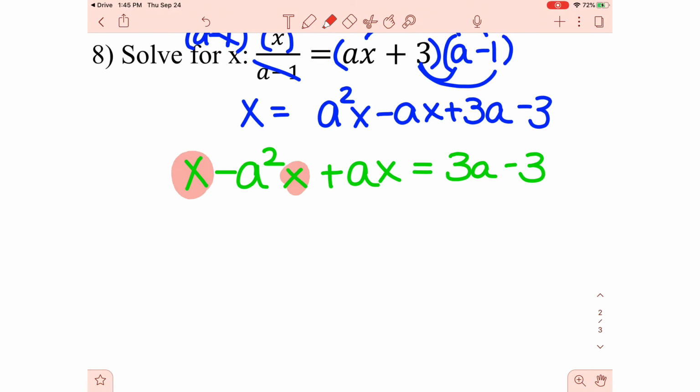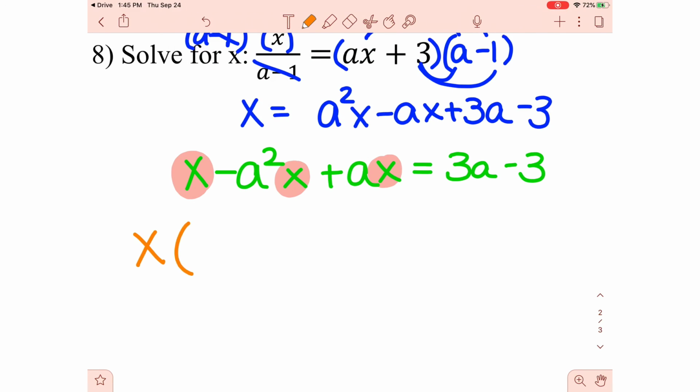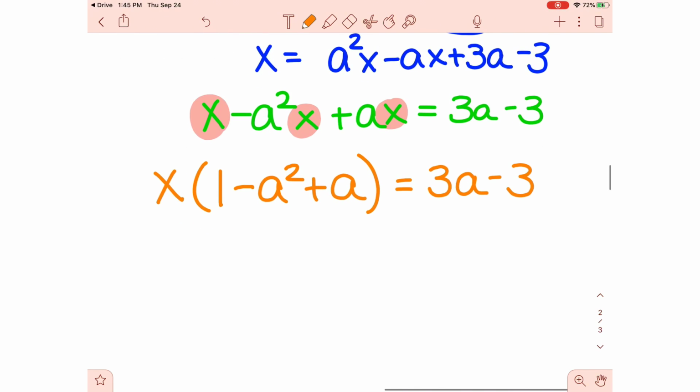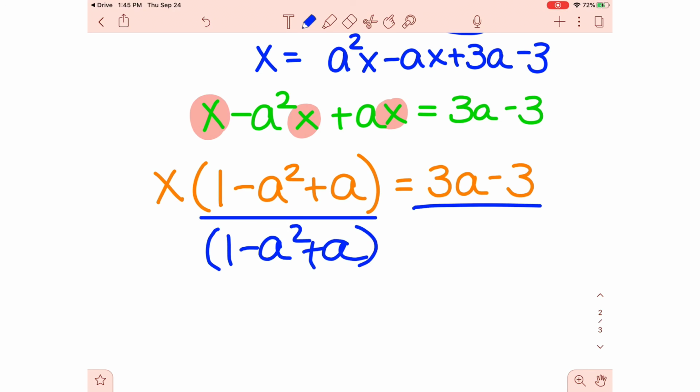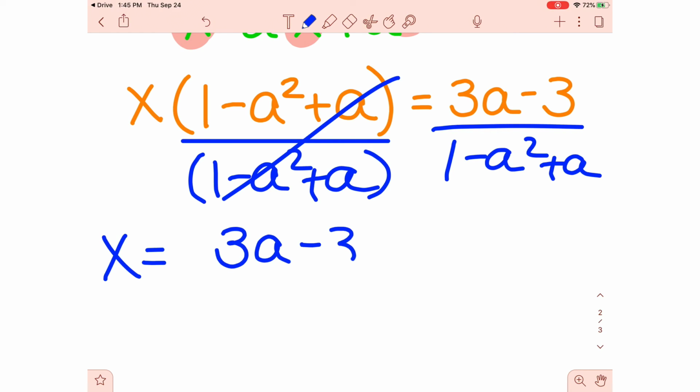So since all of these terms have an x, I can factor out an x. I'm left with a 1 minus a squared plus a equals 3a minus 3. Divide over this whole thing, 1 minus a squared plus a. And I'm left with x equals 3a minus 3 all over 1 minus a squared plus a.